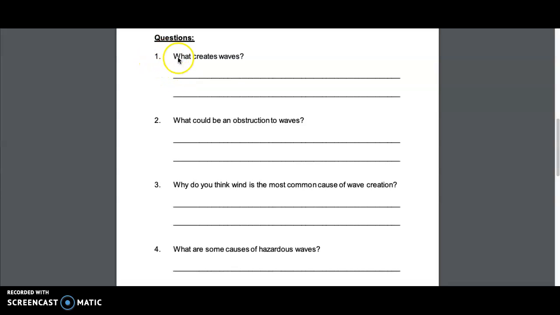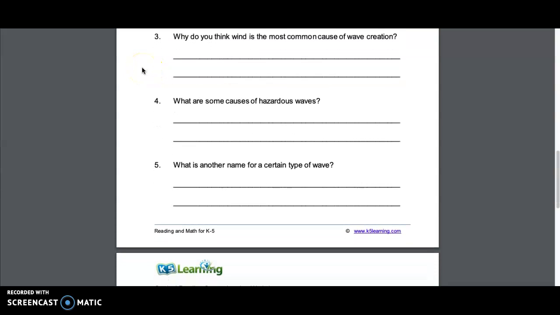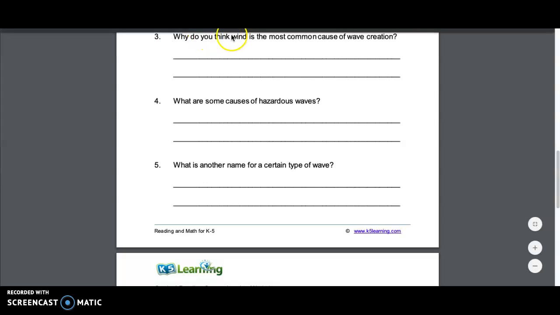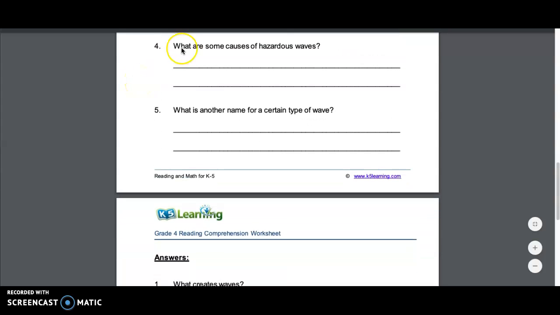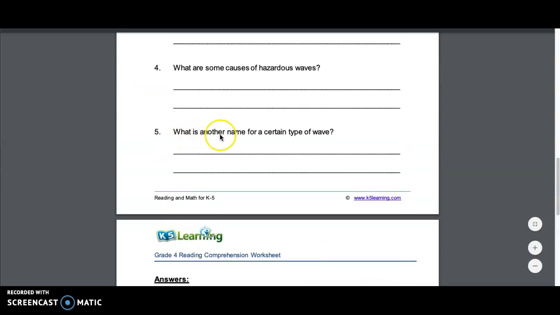Number 1, what creates waves? Number 2, what could be an obstruction to waves? Number 3, why do you think wind is the most common cause of wave creation? Number 4, what are some causes of hazardous waves? And number 5, what is another name for a certain type of wave?